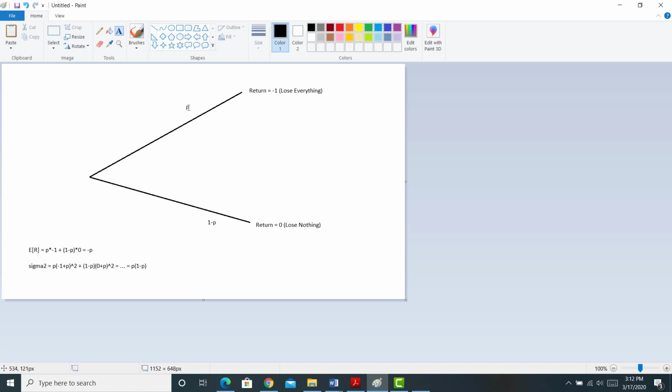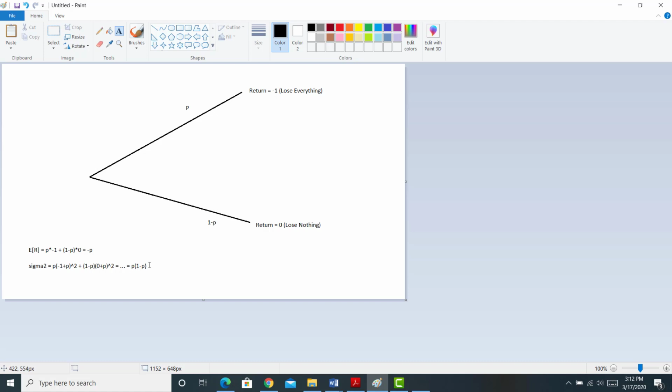I take the probability of the first state, P, times the return in that state, -1, minus the expected return, minus a -P means I get a plus P. I'm going to square that difference, plus the probability that the second state occurs, 1 minus P, times the return in that second state, minus the expected return, -P. I minus a -P, I get a plus P, and I'm going to square that.